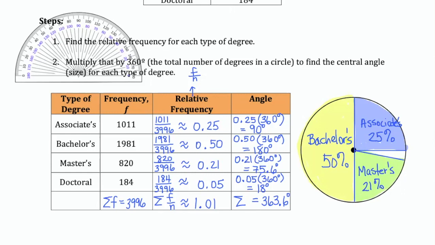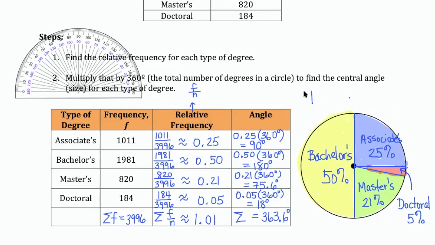And then the final little piece of the pie represents the last category. That's this guy in here. If the slice is too small, then you can draw an arrow to it and put its appropriate labels outside of the pie. So doctoral, 5%. And then the last thing is the pie chart should have a title. So this would be the types of degrees conferred in 2018.